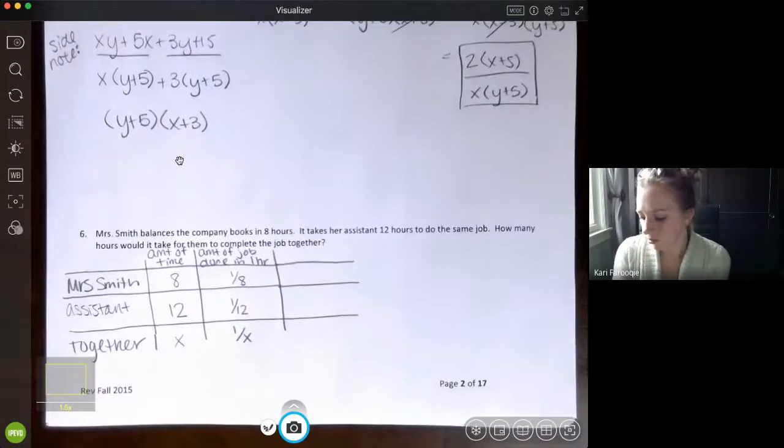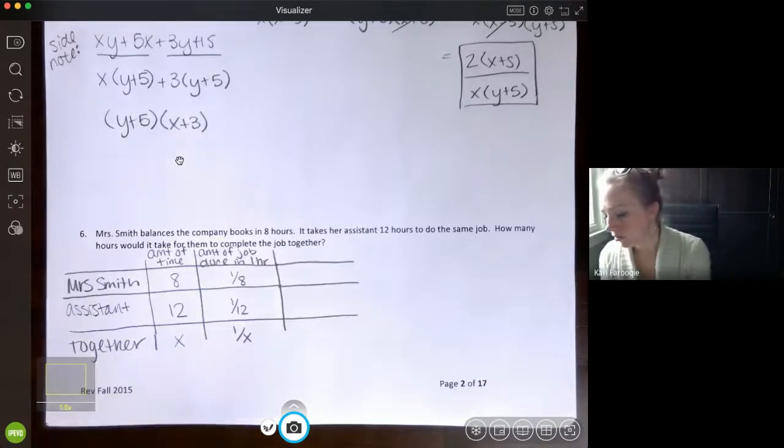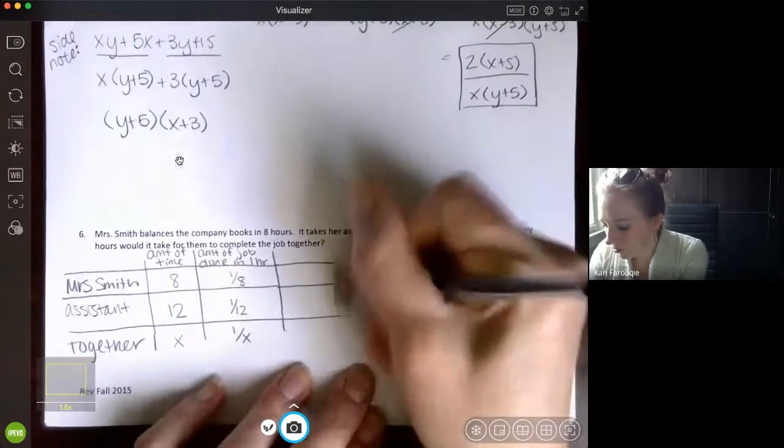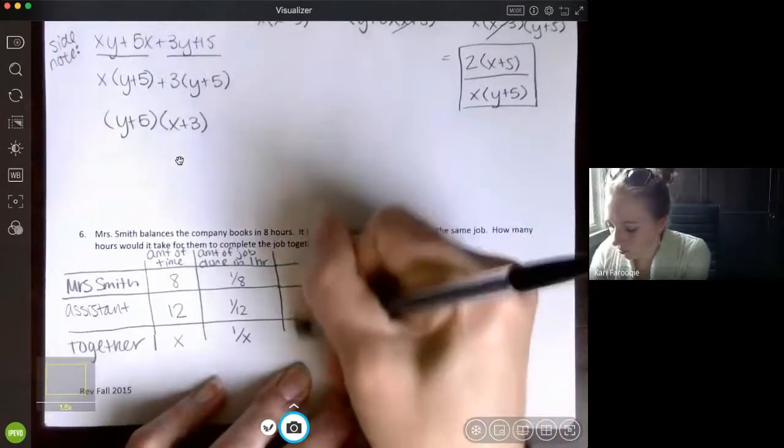Before we continue, do you ladies have questions about what we've done here so far? Okay. All right, so actually we can probably get rid of this. We don't have to have this column in our table.